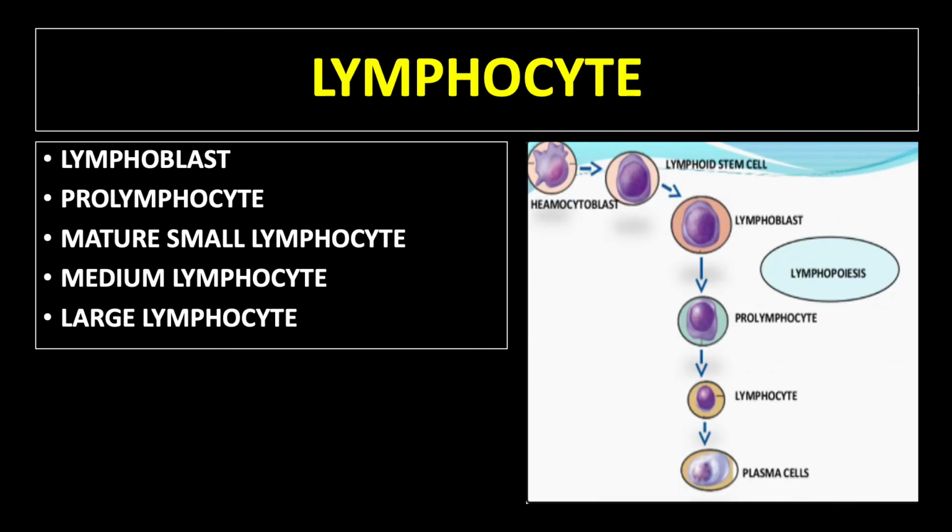So if we have blast and cyte in our monocyte, we have also that in your lymphocyte. From our hematocytoblast or your hematopoietic stem cells, we have the lymphoid stem cells, and from the lymphoblast, it will produce a prolymphocyte, and then into mature small lymphocyte or medium lymphocyte or a large lymphocyte, and eventually when it encounters an antigen, it will produce a plasma cell and eventually producing your antibodies.